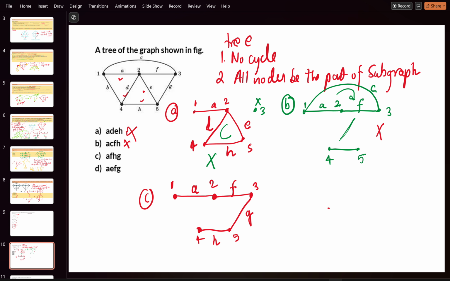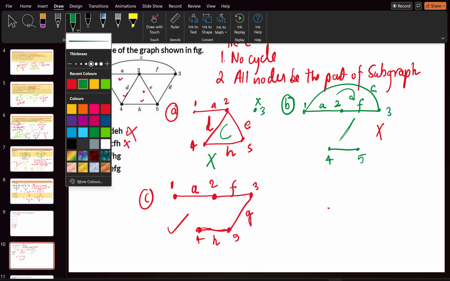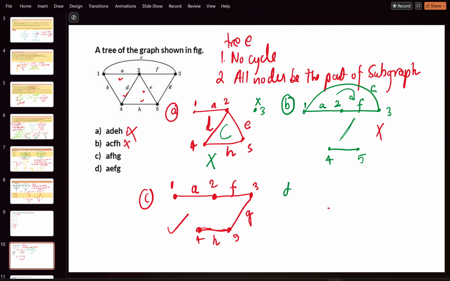1, 2, 3, 4, and 5. And also there is no closed loop as well. So this is the graph. This is a kind of tree. So this actually satisfies the basic criteria of a tree. Let's see option D as well.